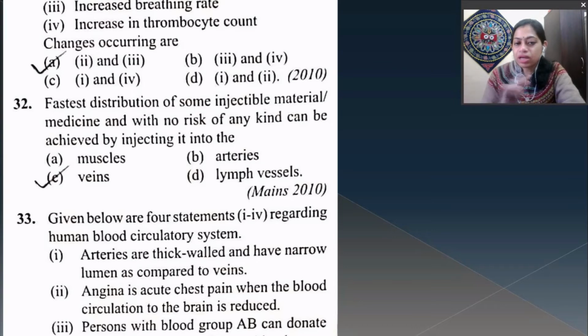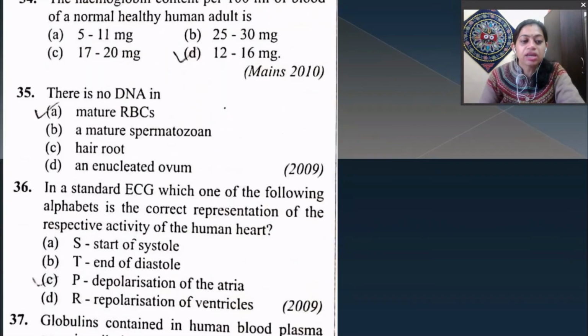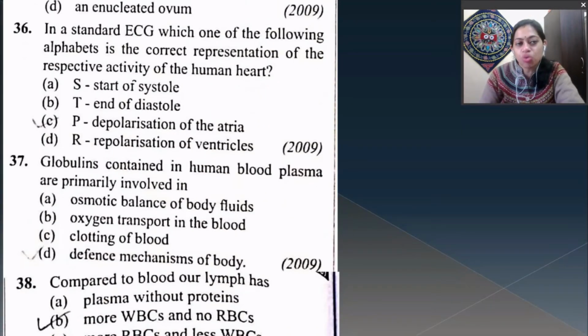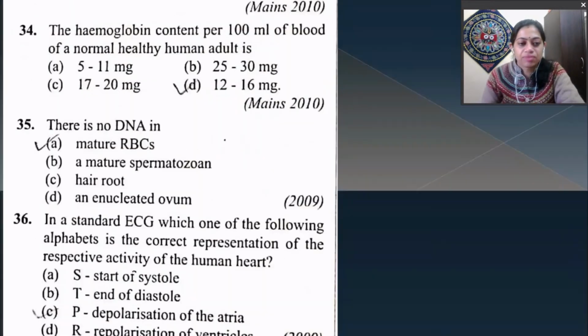Angina, brain में blood circulation ठीक नहीं होता, इसलिए नहीं होता है, right? Next, the hemoglobin contained per 100 ml of blood of normal healthy human adult is 12 to 16 mg. There is no DNA in mature RBC, a mature spermatozoa, hair root, or an enucleated ovum. It mainly mature RBCs, right?